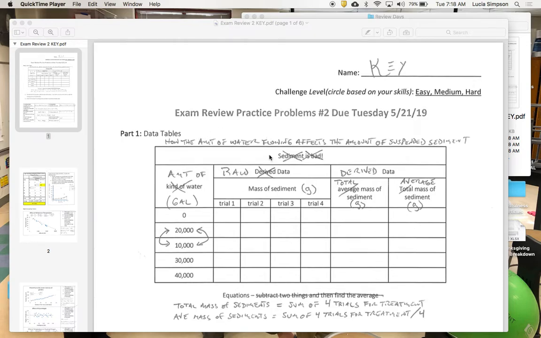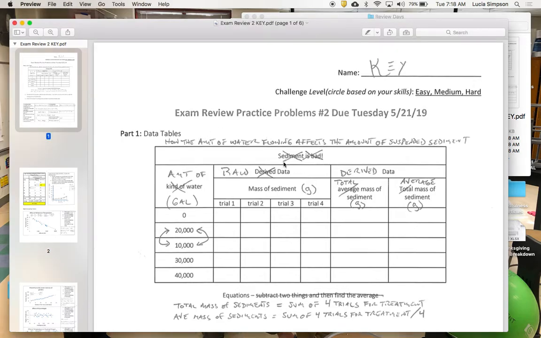So let's start here with the title. The title of this data table has some issues. Every title needs to have both your independent and your dependent variable. So in this case, we would be looking at how the amount of water flowing affects the amount of suspended sediment. Far better showing the effect of one on the other.